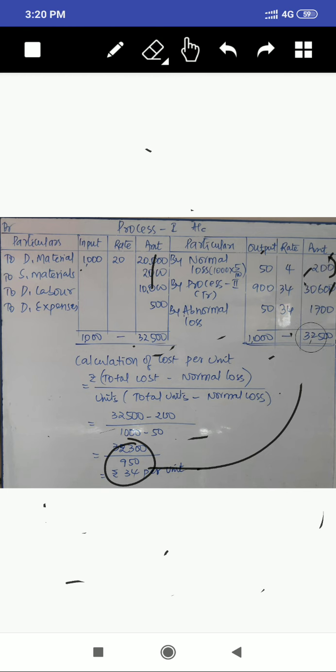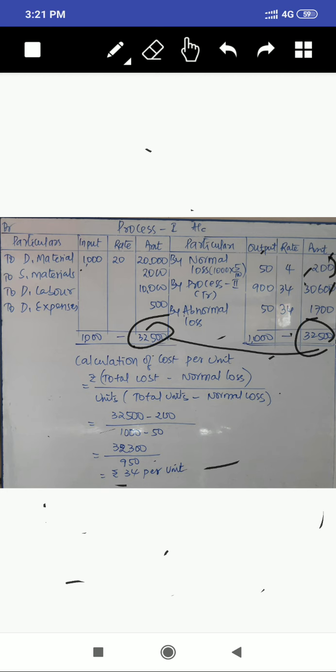Now your total is tallied. How much is your total? The total of the debit side cost 32,500 is equal to 32,500. This was the way to check whether the problem is correct or wrong. These two must tally. After multiplying 34 rupee to these two, you will get 32,500. This was the first process. Then move to the second process now. Now remember, from the first process, what will be taken in the next process? The output of the first process is transferred to the input of the next process. This one.